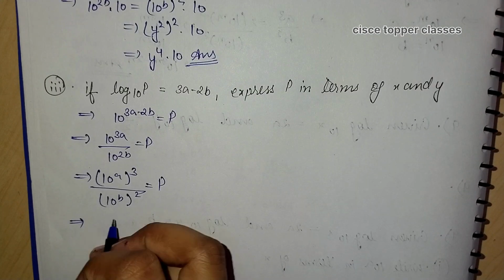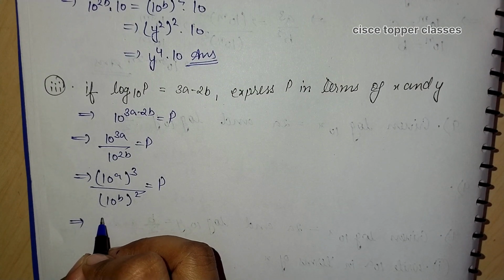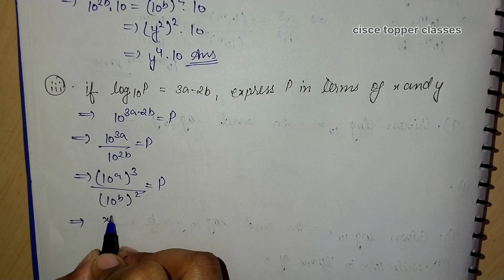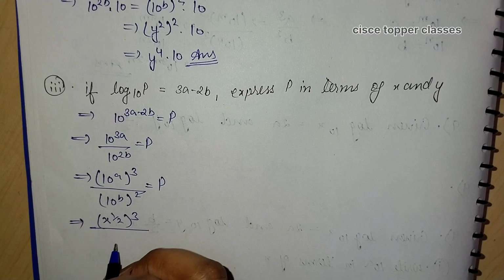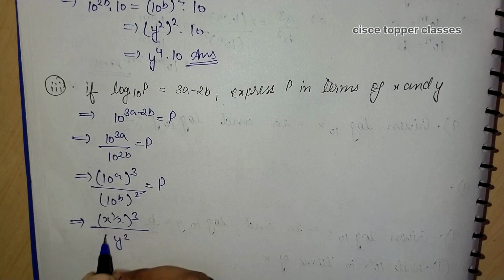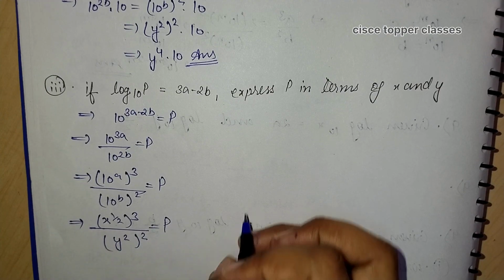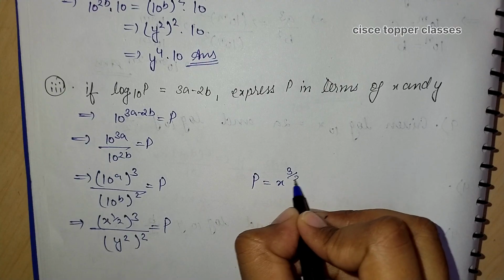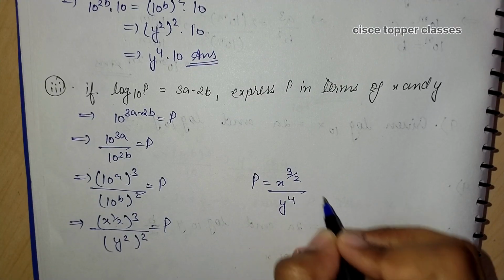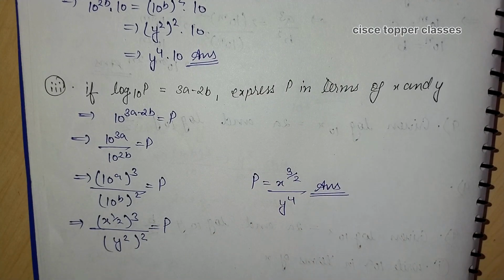So this will be from here 10 की power a as x की power half का whole cube, and here y का square का whole square. So simply we got the value of p from here on solving: x की power 3 by 2 upon y की power 4 as the answer of the third part.